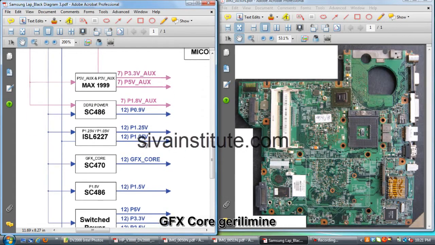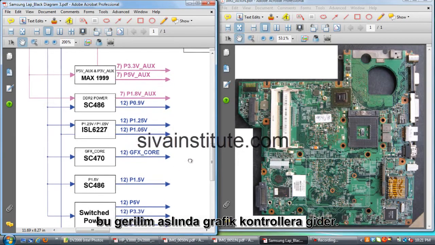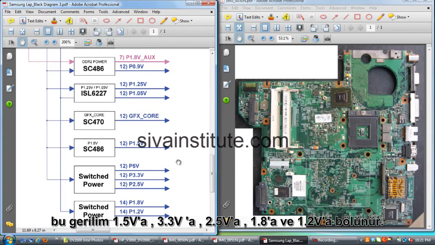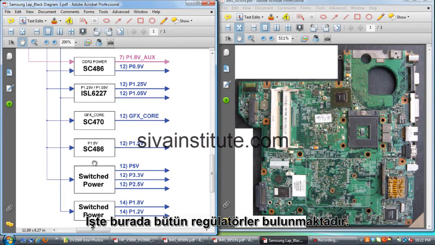This voltage goes to the north bridge and CPU. GFX core voltage, this voltage goes to the graphic controller, that means this chip. This voltage 1.5 volts, and power 5 volts, 3.3 volts, 2.5 volts, 1.2 volts. All these are regulators.